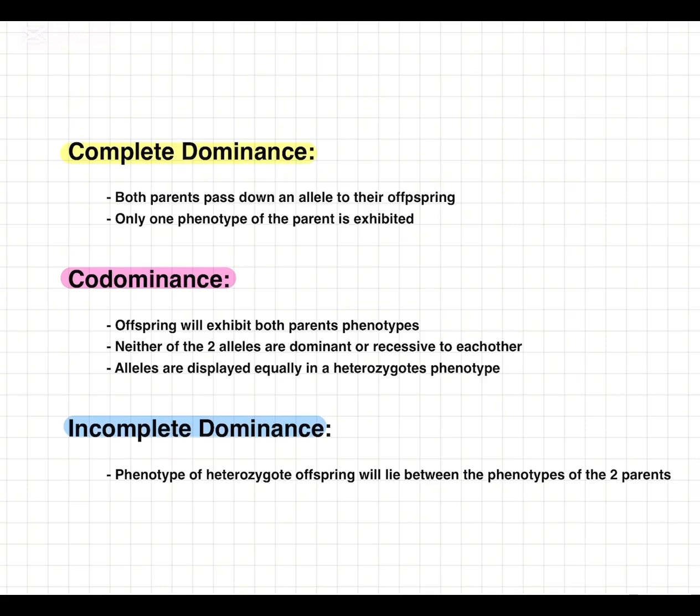For complete dominance, both parents pass down an allele to their offspring, and only one phenotype of the parent is exhibited. For codominance, offspring will exhibit both parents' phenotypes. Neither of the 2 alleles are dominant or recessive to each other, and alleles are displayed equally in a heterozygote's phenotype. Lastly, we have incomplete dominance, where the phenotype of the heterozygote offspring will lie between the phenotypes of the 2 parents.